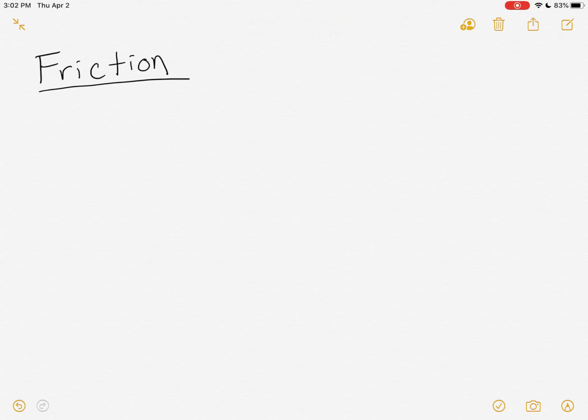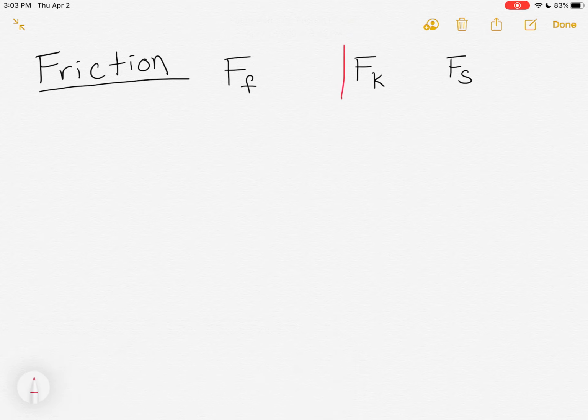So this video lesson is looking at friction, specifically friction forces. When we've looked at friction forces before, we know that friction forces are Ff, which we can use to stand for friction of any kind. We've also talked about it being Fk or Fs. Fk and Fs are our two specific types of friction forces that we're going to have a look at in this video lesson.